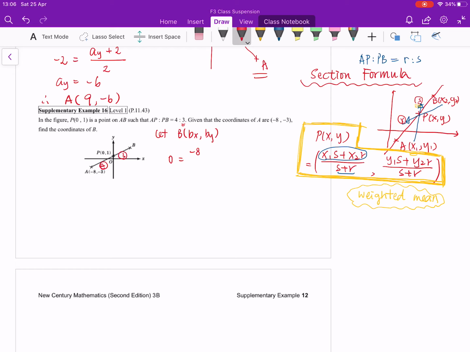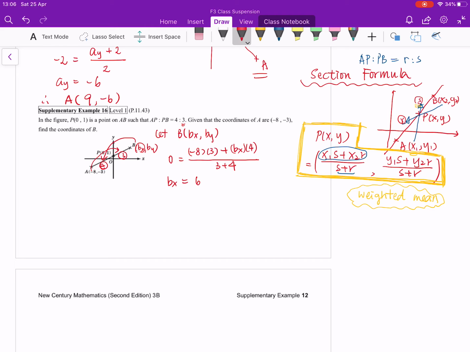So A should multiply with the ratio of the opposite side, multiply it by 3, plus the coordinates of B, which is BX times 4, divided by the sum of the ratio. So by solving this equation, you can see that 24 divided by 4 is 6. This is the x coordinate.